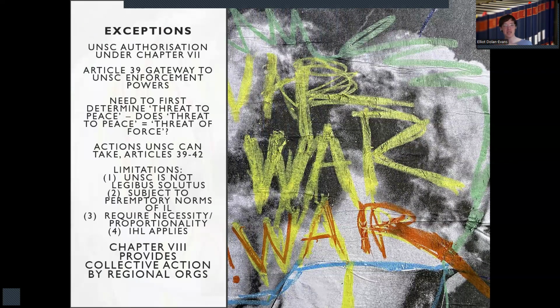This provision of Article 39 has been seen as the gateway to the enforcement powers of the Council. But before it can access these powers, it needs to determine the existence of a threat to the peace, breach of the peace, or act of aggression. It has been said that there's a direct relationship between the concept of the threat of force under Article 2, subsection 4 of the UN Charter, and the concept of the threat to the peace under Article 39. So the Security Council's competence is defined at its limits by Article 2, subsection 4: it cannot determine that a situation was a threat to the peace when it was not a threat of force. So it has to be a threat of force to be a threat to the peace.